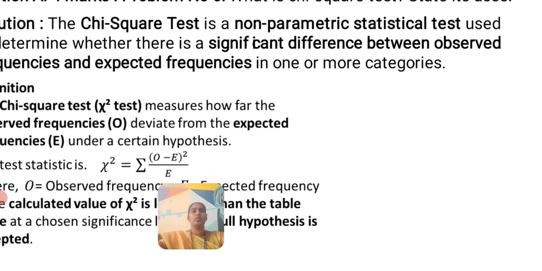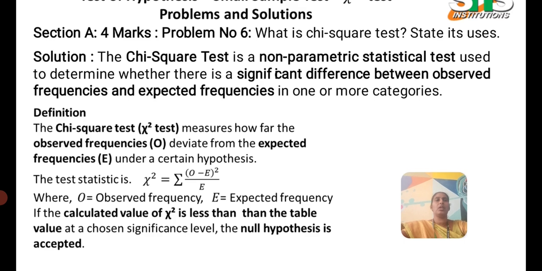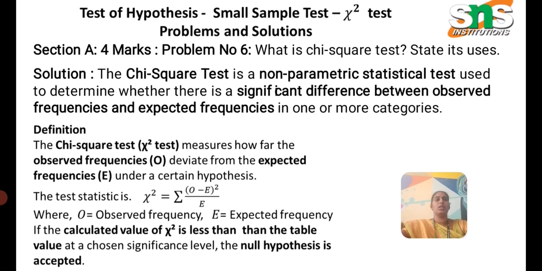Before going to enter into the problem, I am going to explain what the Chi-square test is and how we are going to state the uses of the Chi-square. The Chi-square is a non-parametric statistical test used to determine whether there is a significant difference between the observed frequency and the expected frequency in one or more categories. The formula for the Chi-square is summation of (O minus E) the whole square by E, where O is the observed frequency, whereas E is the expected frequency.